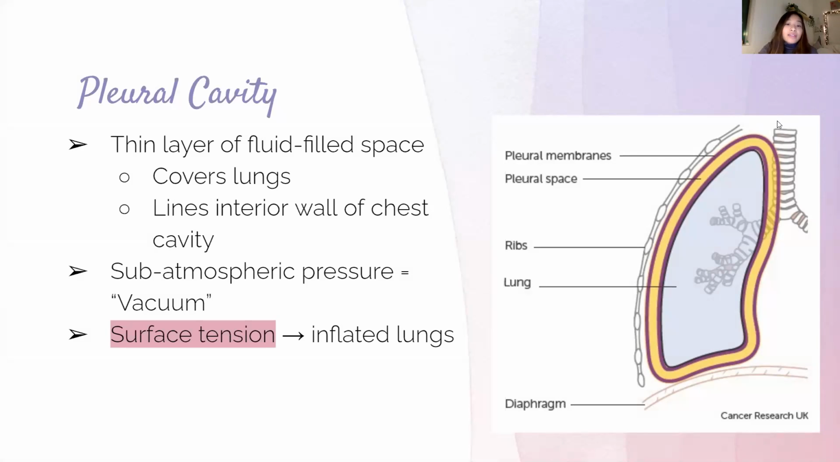So pleural cavity. This is just a thin fluid-filled layer that provides elasticity in the lungs. It acts as a lubricant to reduce friction as the 2 layers slide against each other, and it helps to hold the 2 layers together as the lungs inflate and deflate, like a vacuum. And through surface tension, it's able to provide that force that keeps it inflated.